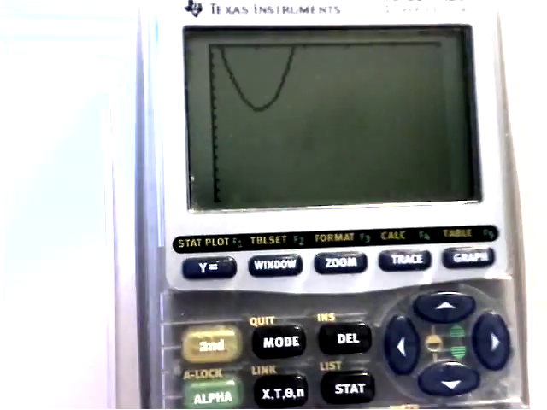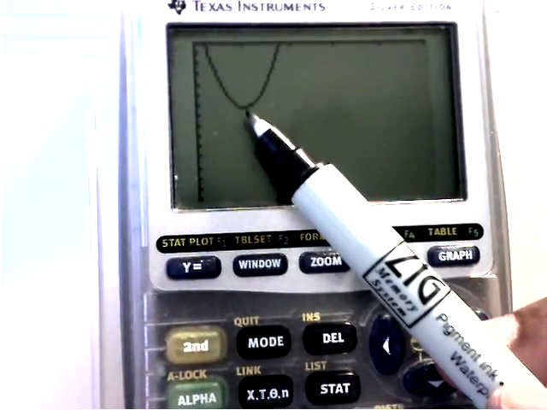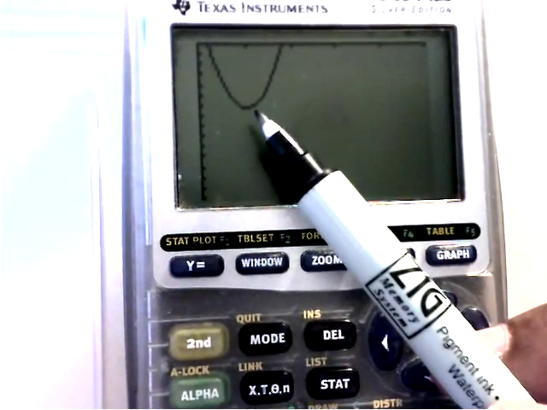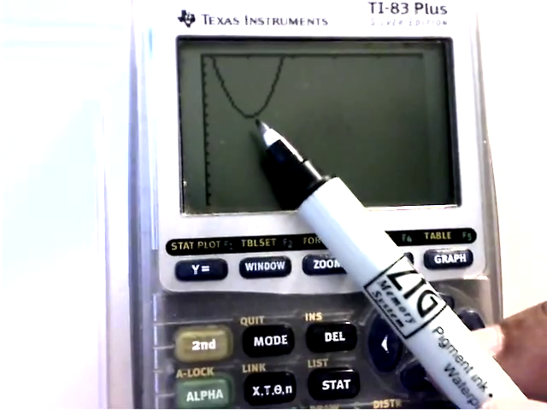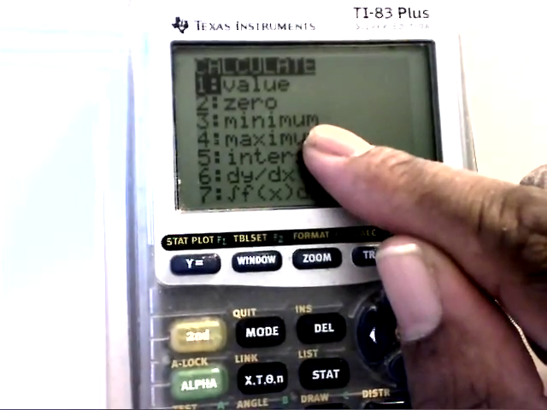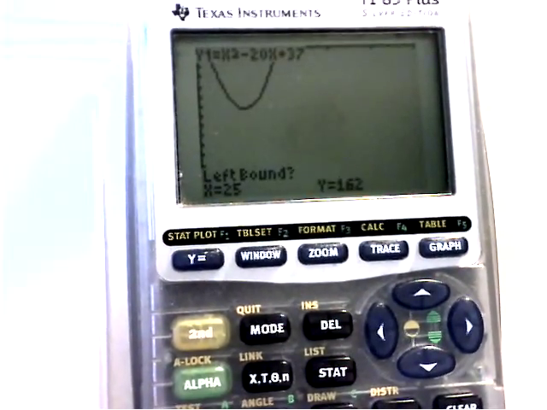Now we want to find the coordinates of the relative minimum. That's the lowest point on this graph. This is only part of it. I only need that part to find the lowest point of that graph. So let's press second and then trace. And then minimum is what we want, because that's the relative minimum. So we select number 3.